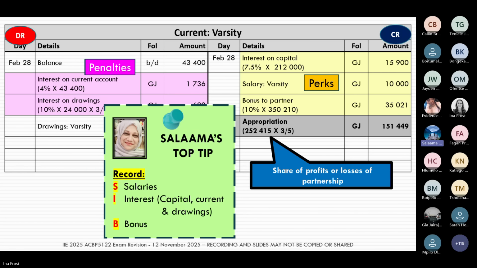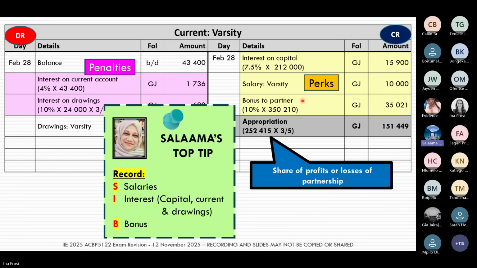There will be 3 interests that you need to record. Interest on capital, which is a perk. Interest on current will either be a perk or a penalty depending on the partner's opening balance. If the partner has a debit balance, then the interest will be a penalty. If the partner has a credit opening balance, then the interest will be a perk. And then, of course, we know that interest on drawings is a penalty. And the last one, the B, stands for bonus.